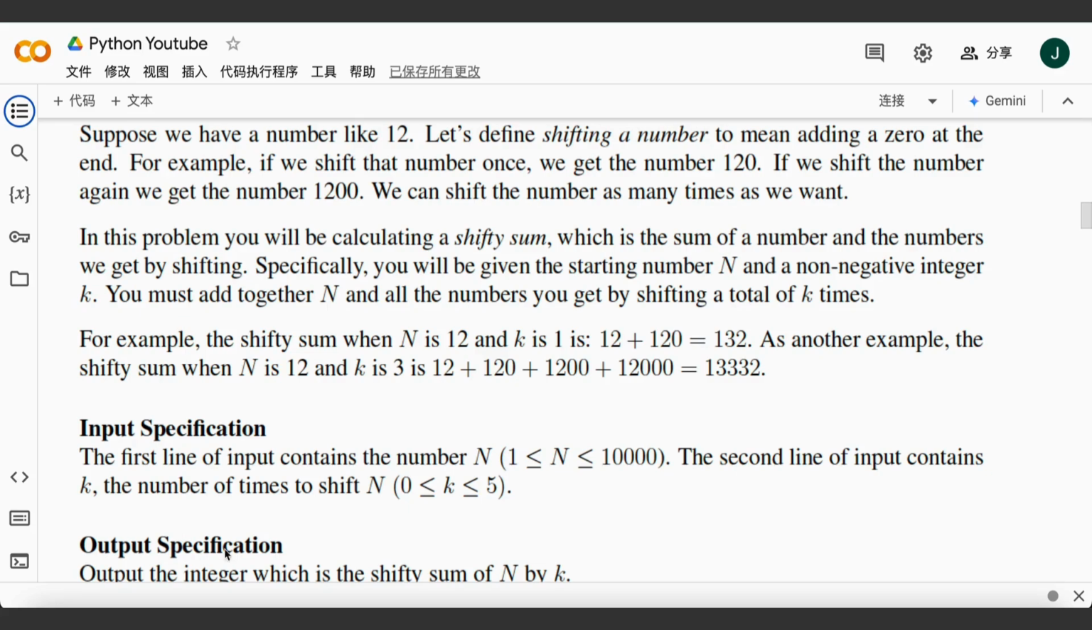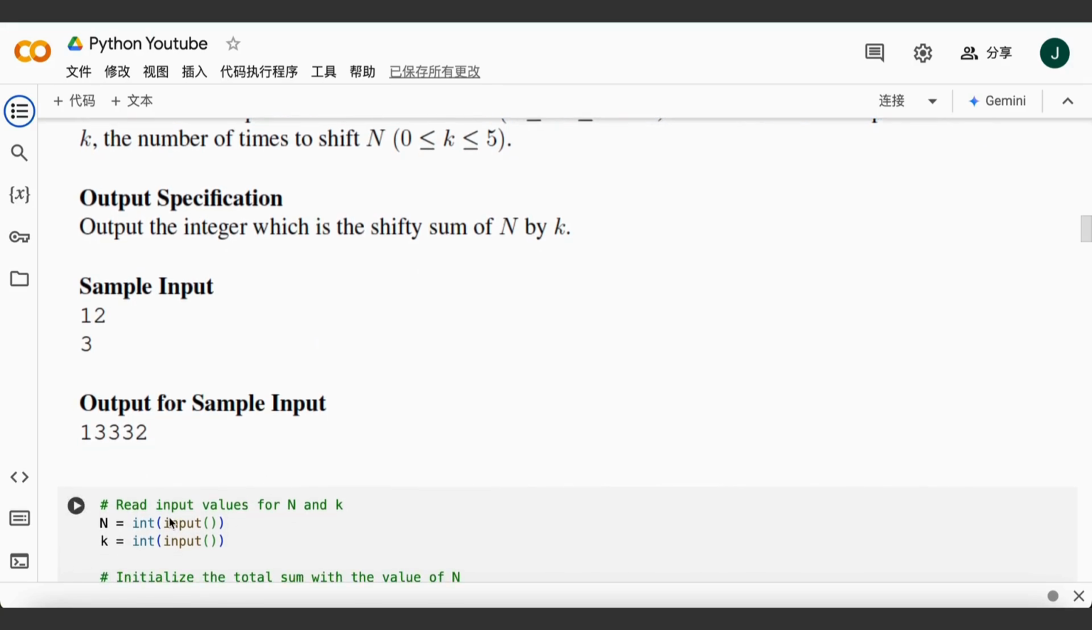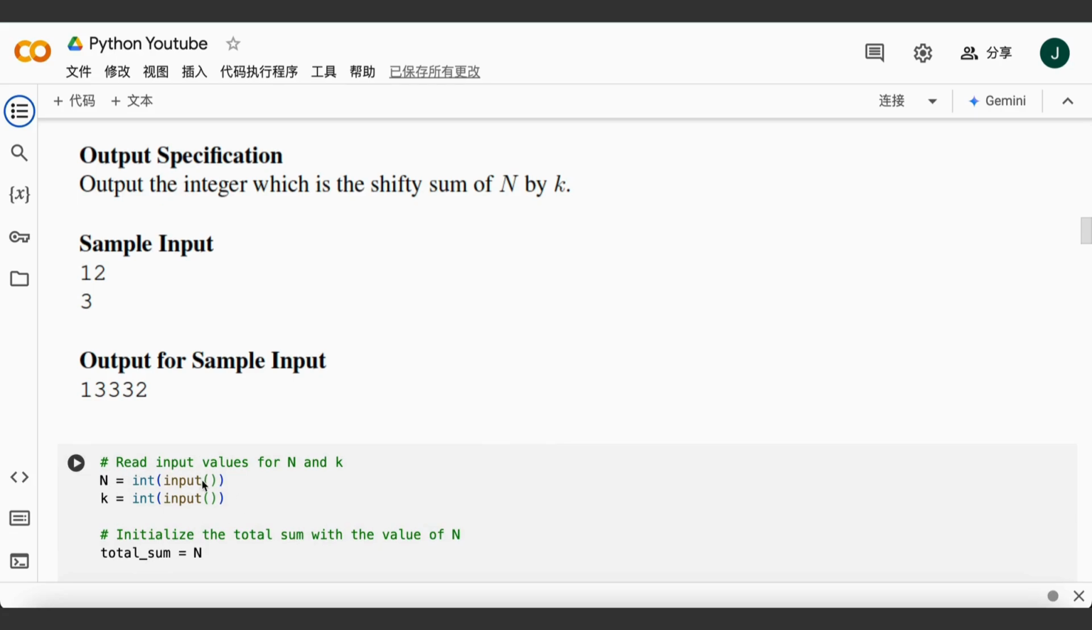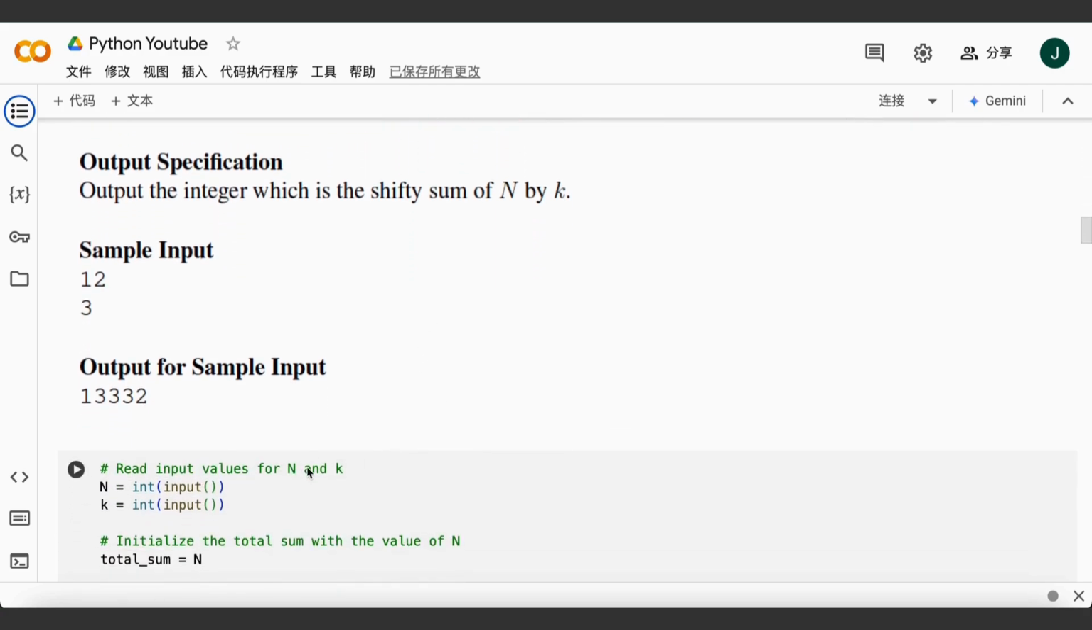Okay, now let's take a look at our solution. Again, we got the two inputs, n and k. We can refine our answer by validating the inputs with the input requirements. n must be between 1 and 10,000. If it's out of this range, we can ask the user to re-input. And k must be between 0 and 5, and if it's out of range, we can ask the user to re-input. But now I'm just going to assume that we do the right thing, okay?